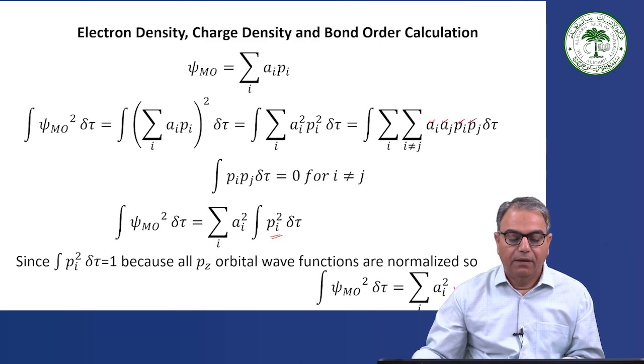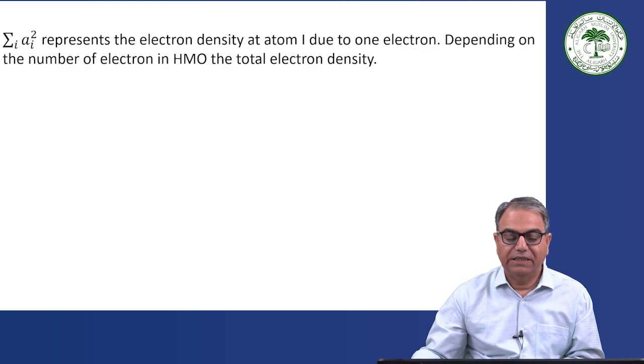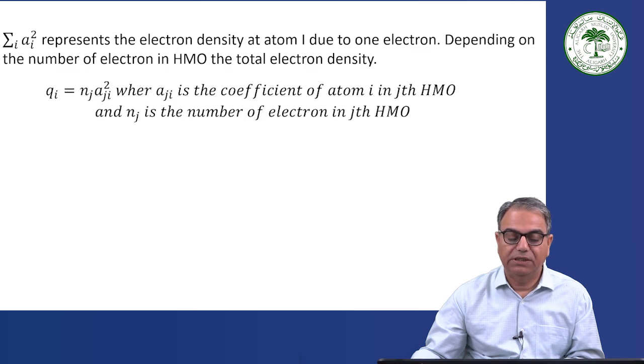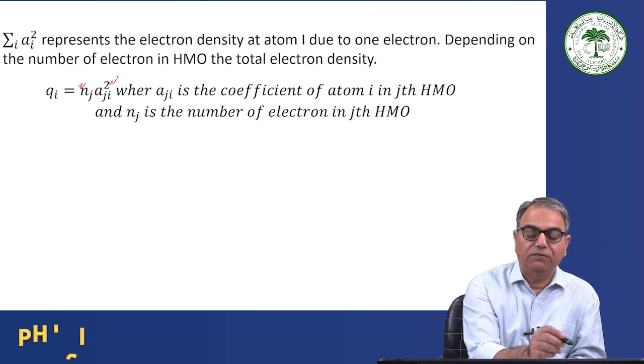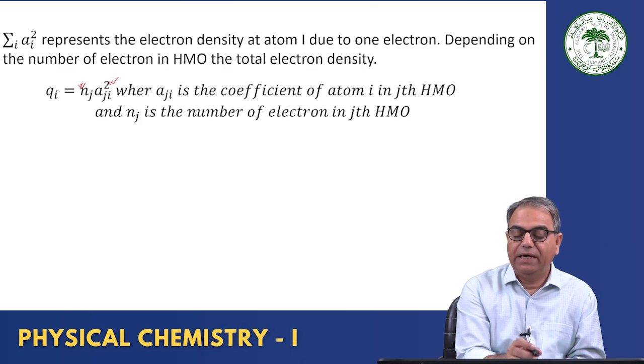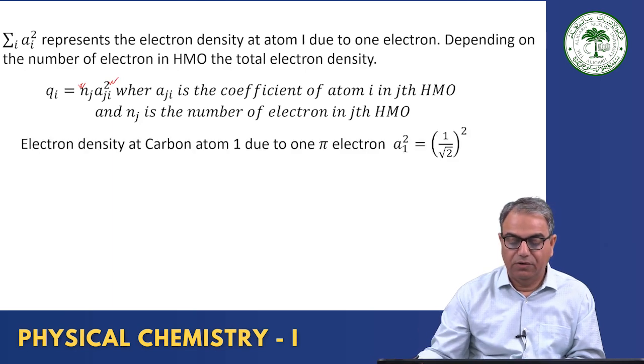Now, having done this, if you have the coefficients, then psi a square represents the electron density at atom 1 due to 1 electron. Depending on the number of electrons in the HMO, the electron density can be calculated. So, if you have to calculate the electron density, then you have to see the number of electrons and the square of the coefficients, where Aij is the coefficient of atom i in the jth HMO, and Nj is the number of electrons in the jth HMO. So, whatever electrons are present in the bonding molecular orbital.